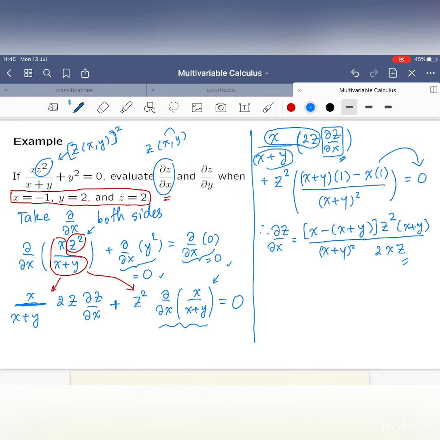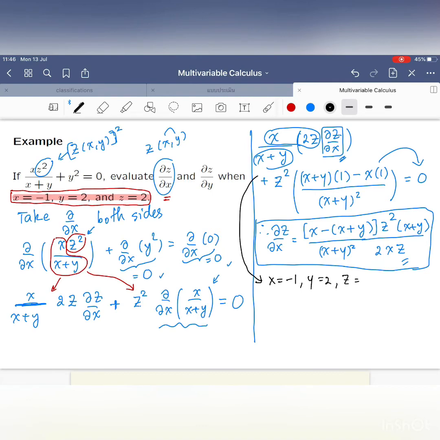However, if instead of finding dz/dx in general, we want to find it at a fixed point, x equals -1, y equals 2, z equals 2, we encourage you to do it from this one first. So you plug in x is -1, y is 2, z is 2.